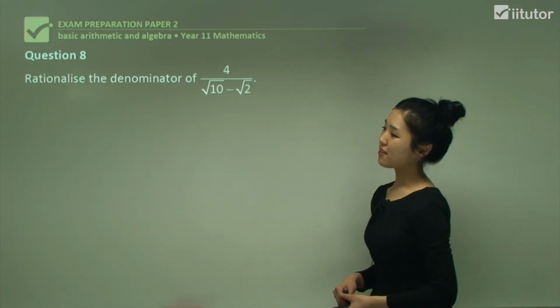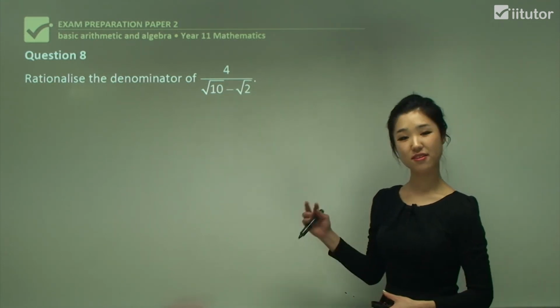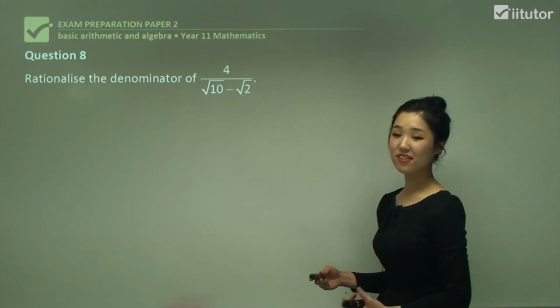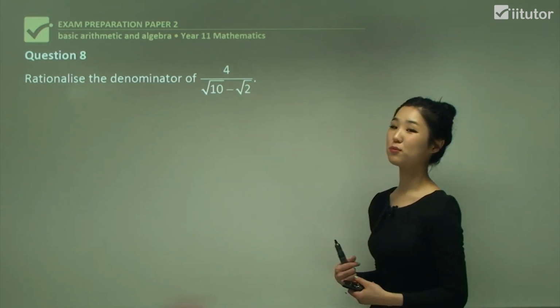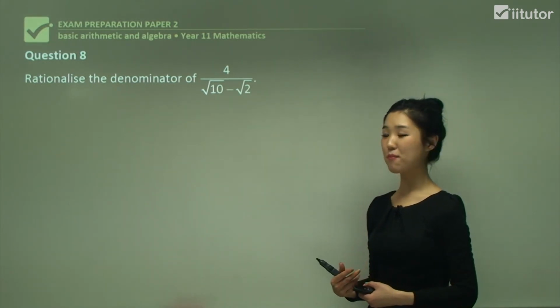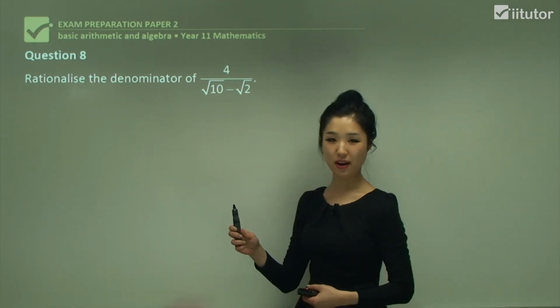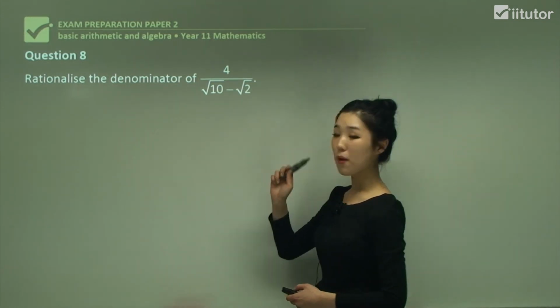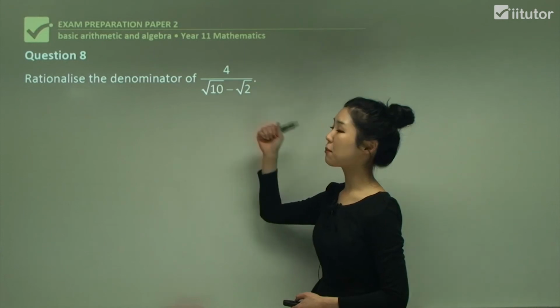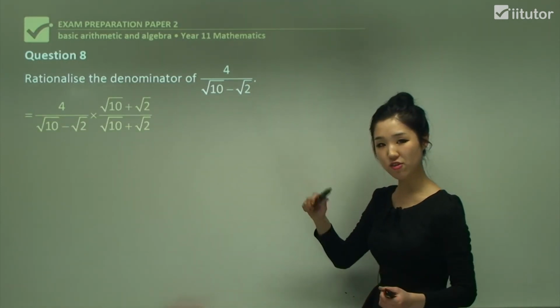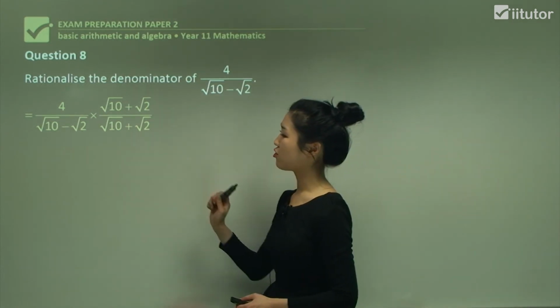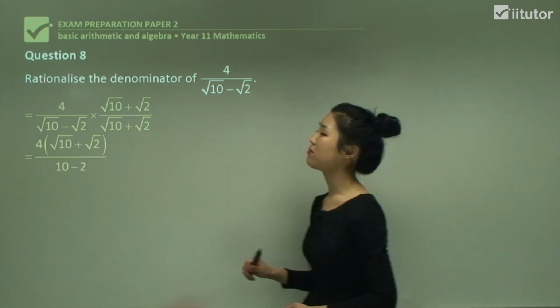So question 8 says, rationalize the denominator for this expression. Rationalizing for you guys should be very, very simple. All we need to do is multiply the numerator and the denominator by the conjugate of that denominator. So we have to multiply the top and bottom by root 10 plus root 2. So just like that. So the conjugate, which is change the sign. So I'm just going to do that to top and bottom, and then try to simplify my way through.